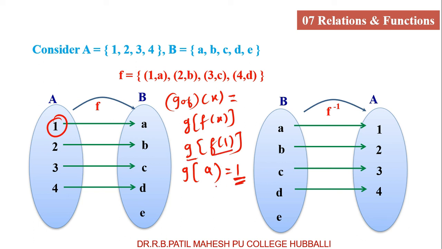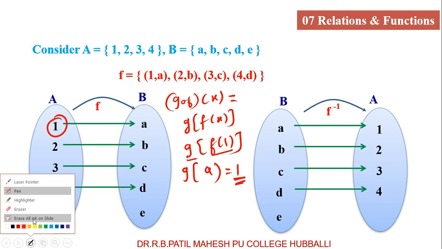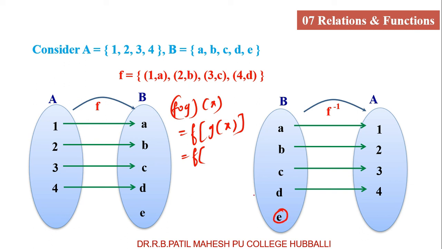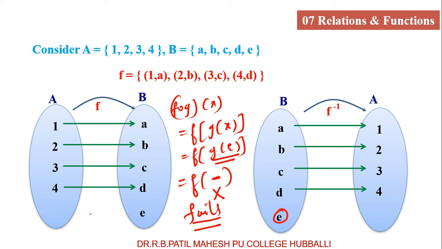Hence it is identity, no doubt. So here the identity function we got. Now if I consider f composition g of x, very simple. Now I am going to take an element. Which element can I take? I will take e, students. g of e. Dear students, is there an element g of e to write here? There is no element, so it fails. There does not exist f composition g for the element e.